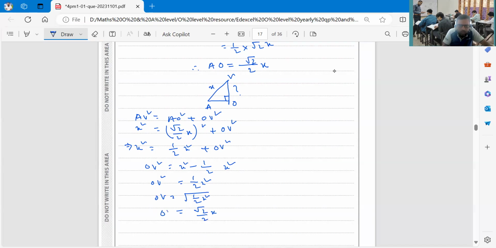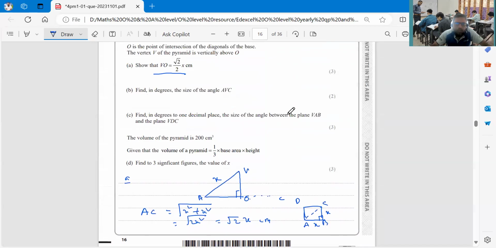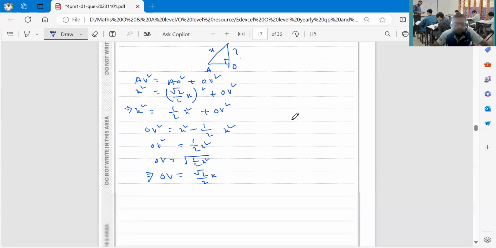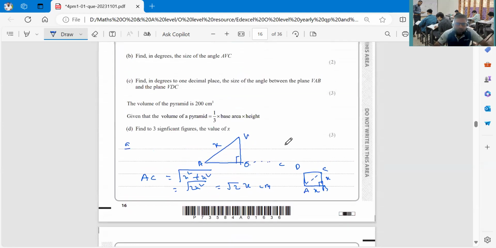So we will get the OB. Look at the proving: root 2 by 2x. We have proved. So we have proved OB equals root 2 by 2x. Okay, right, shown. So this proving, I think, was the difficult one.